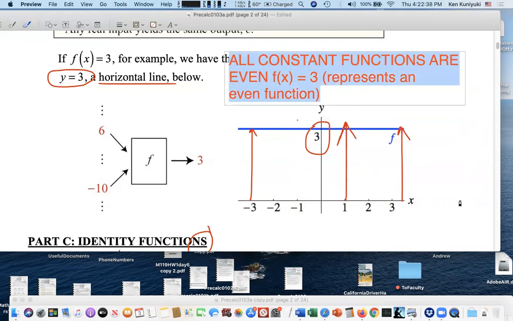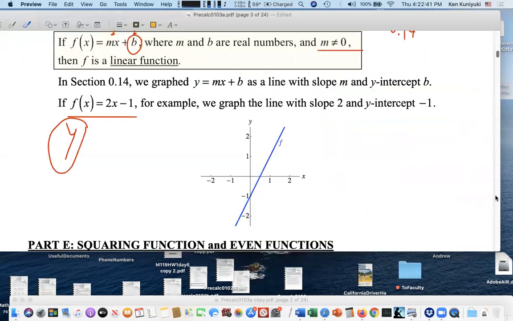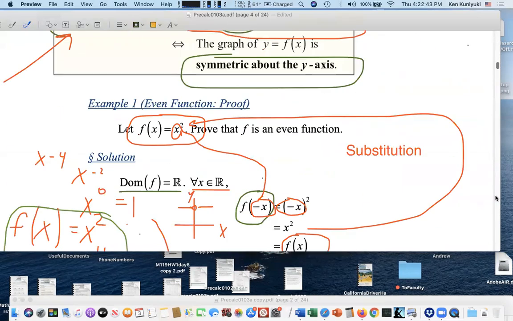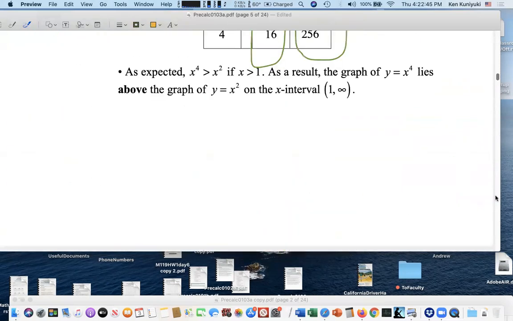I know that's confusing. Next up, what happens if we have y equals x to a negative integer? How do you graph those things? That's next time.